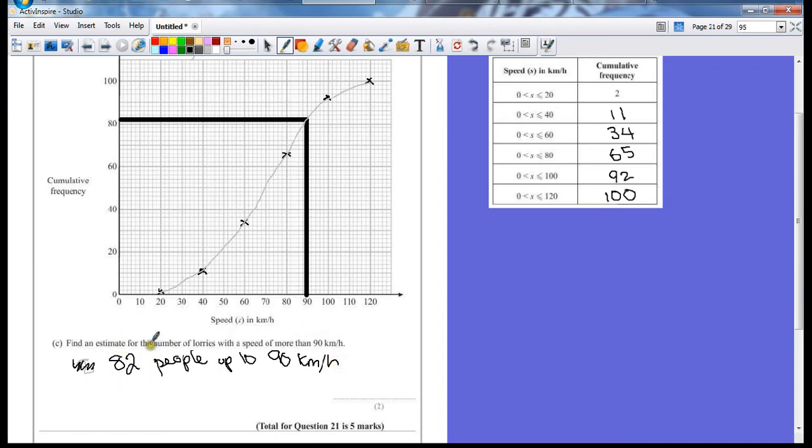Now that would potentially still get you your 1 mark. You may have got 80, a little bit more, a little bit less, depending on where your curve is. But that's not what the question is asking. It's saying more than 90. So however many are left up here, that's our answer. So the actual answer is our total, 100, take away the number under that speed. In that case, it leaves me with 18. So the correct answer was about 18.